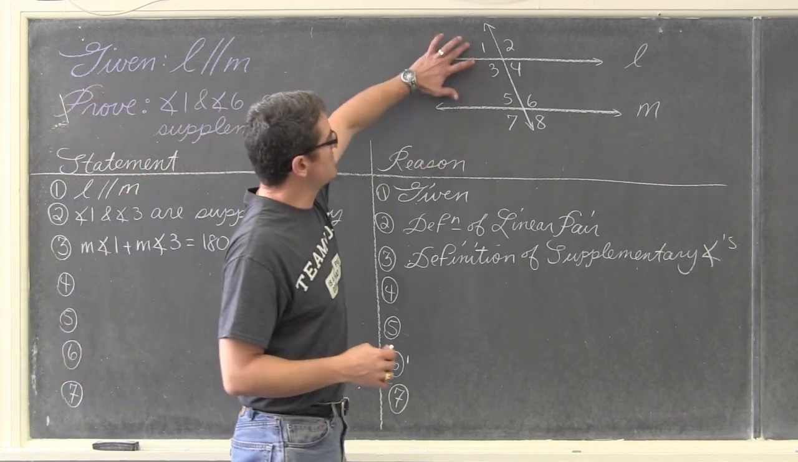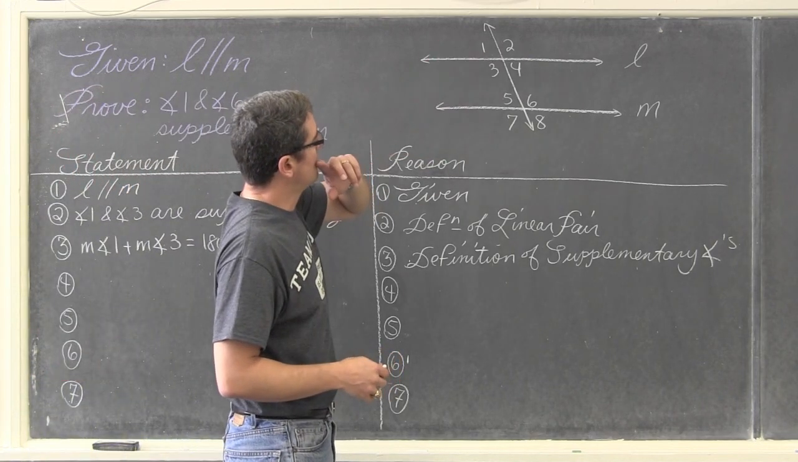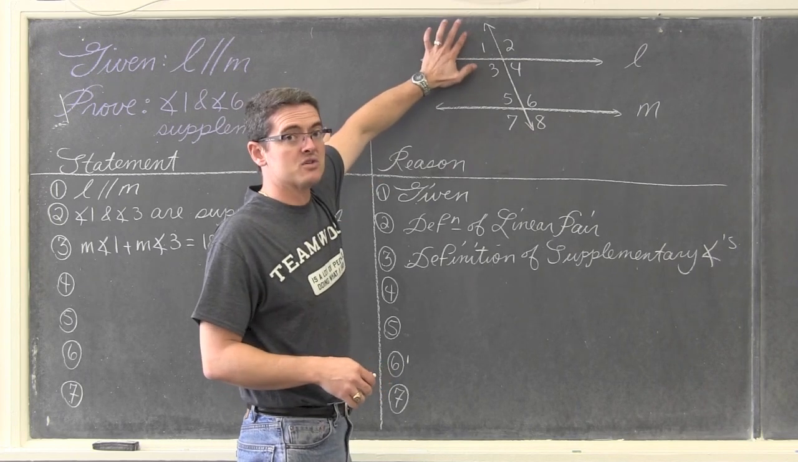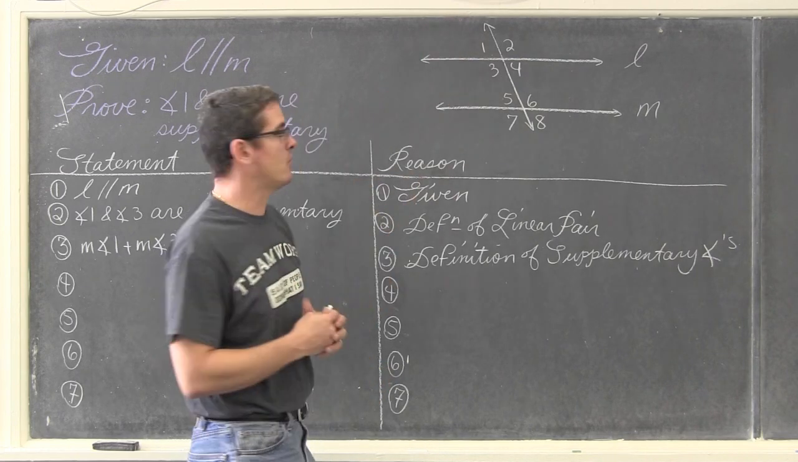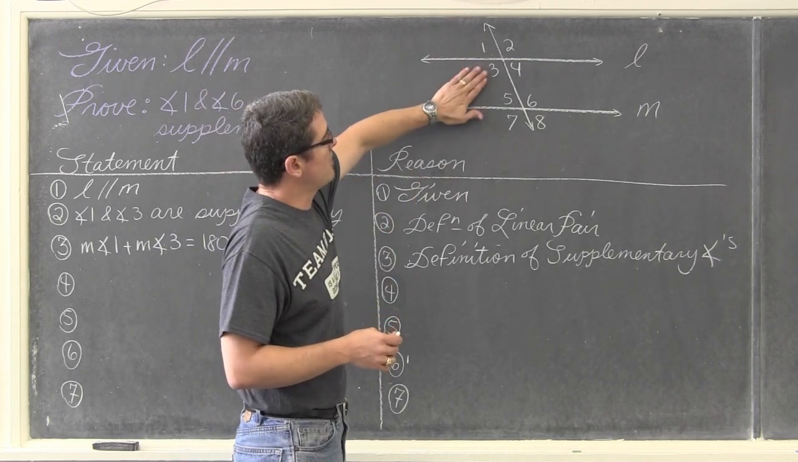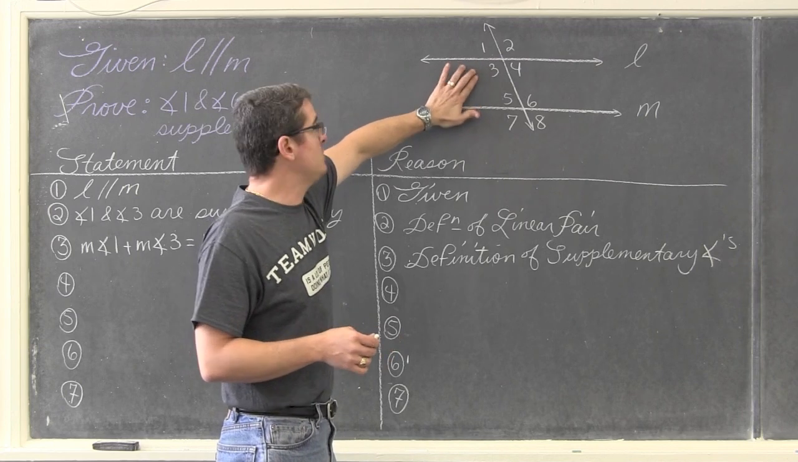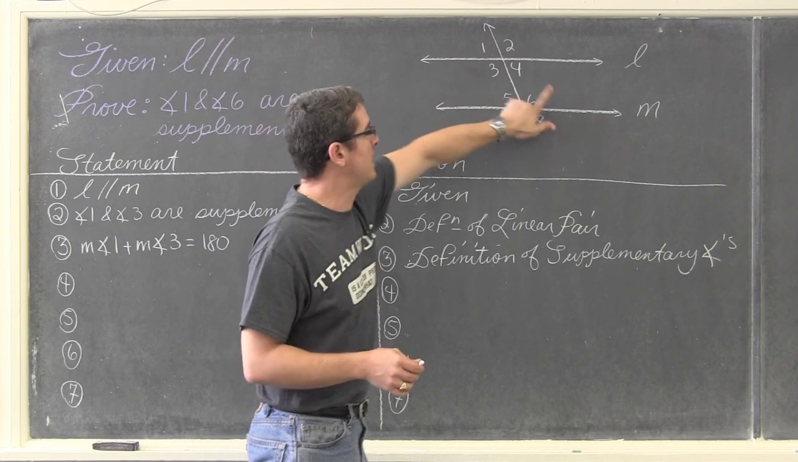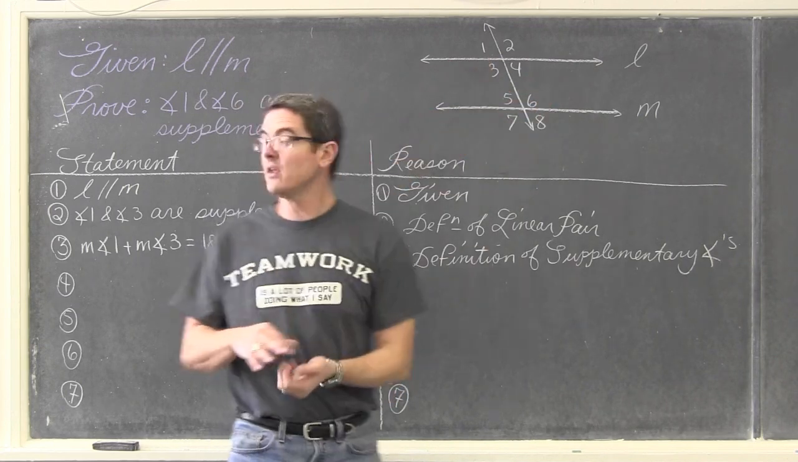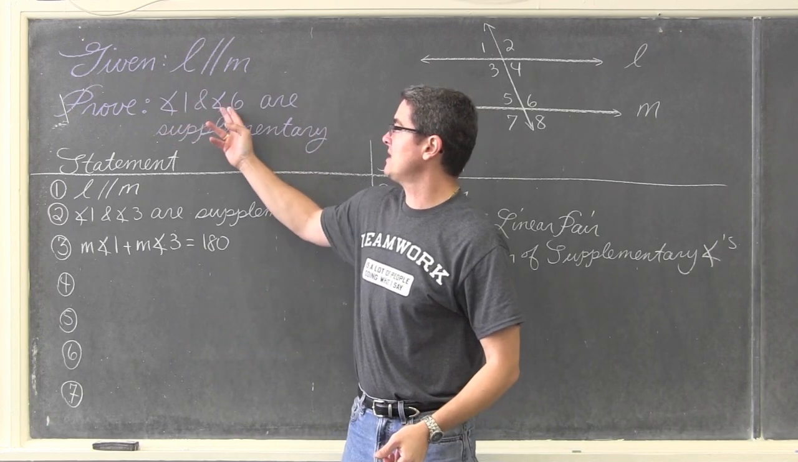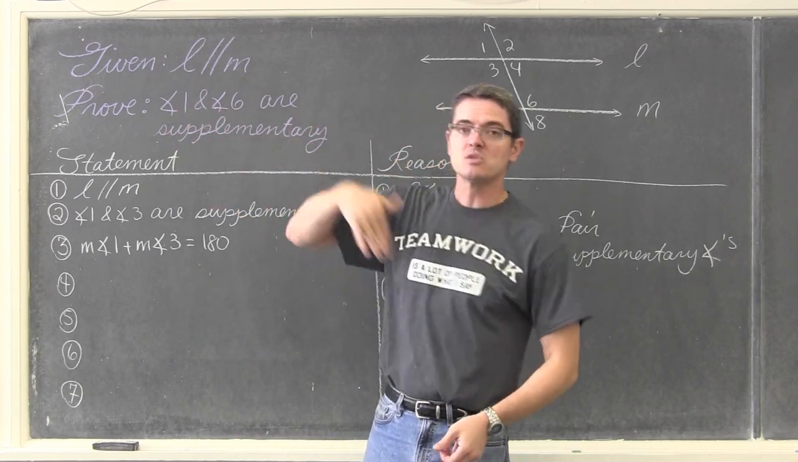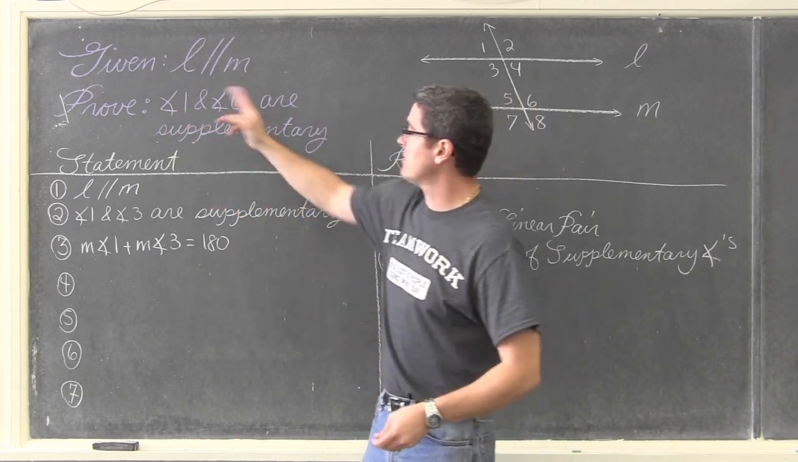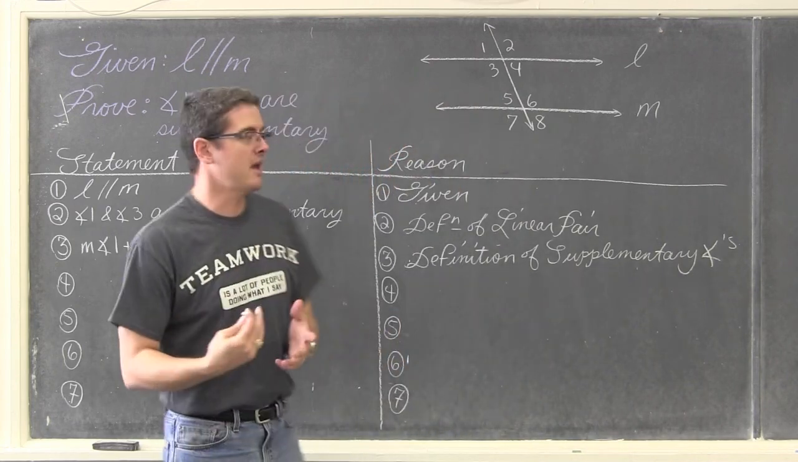Okay, so I have a relationship between 1 and 3. Well, now that I have some kind of relationship between 1 and 3, we might not know really where it's going yet. Well, if I'm making statements about 3, we do know how 3 is related to 6. Now, ultimately, we want to prove something about 1 and 6, that they're supplementary. So I need to string those angles together through some other angle.